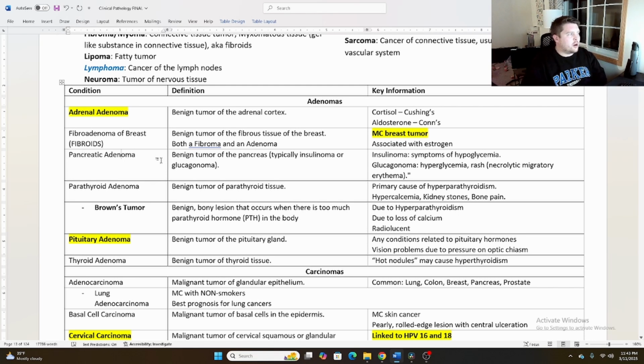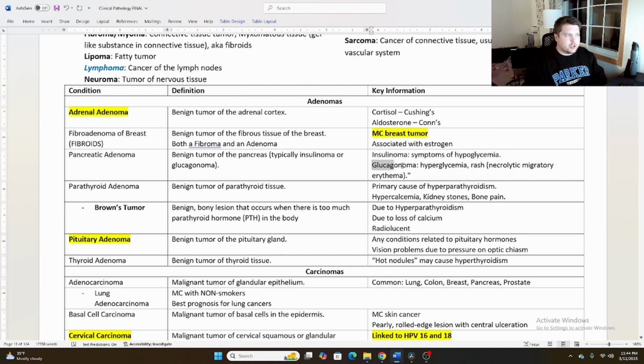Pancreatic adenoma. Again, we think about what does the pancreas do. This is why the base knowledge is super important. Understand, okay, what is the pancreas? What is its function? The pancreas's main function is to produce insulin and glucagon. So if we have a functional adenoma and we suddenly have an overproduction of one of those things, insulinoma, that's an adenoma of the insulin producing cells. Way too much insulin, we get hypoglycemia.